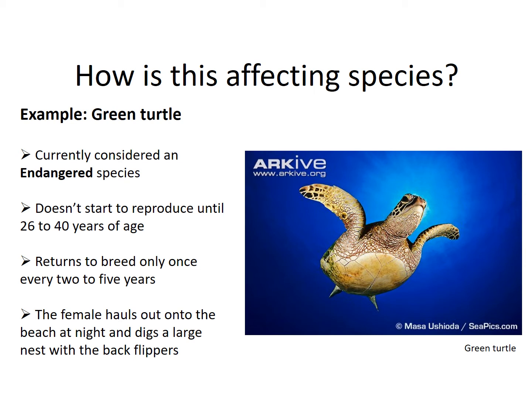They return to breed only once every 2 to 5 years, so they're not even likely to have a baby every single year. If they do make it to 26, they're likely to only have one, maybe one every 5 years. And the female has to haul onto the beach at night and dig a large nest and lay all of its eggs in the nest.